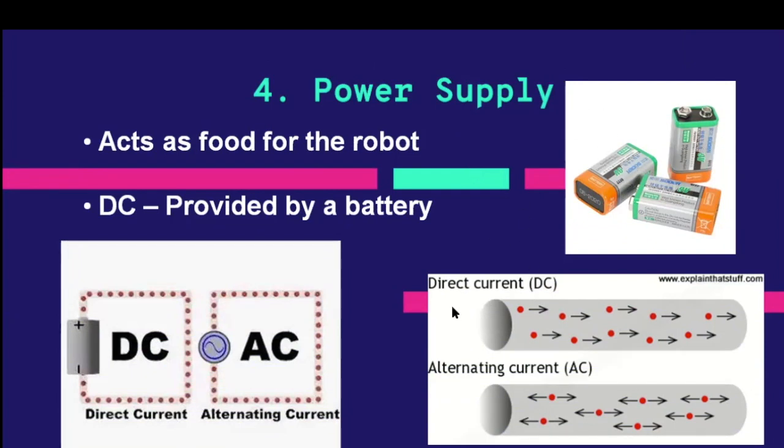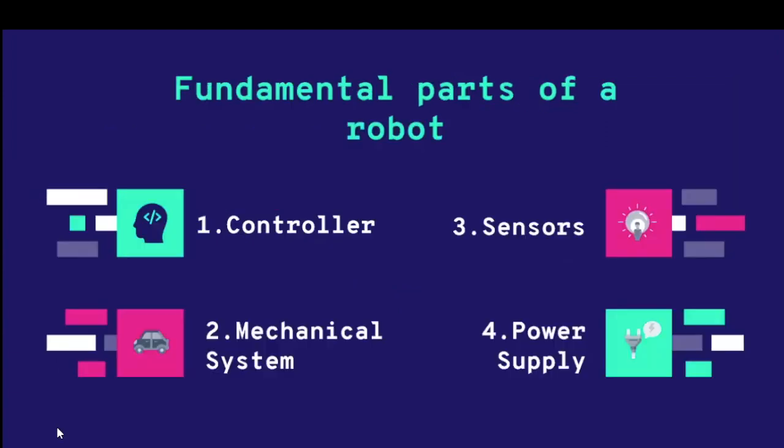So I hope that you all have heard about the two types of currents, direct current and alternating current, DC and AC. So direct current is always moving in one direction, and alternating current is moving in both directions. So for the robots, of course, we are using the batteries so that they provide this direct current, which is moving in one direction only.